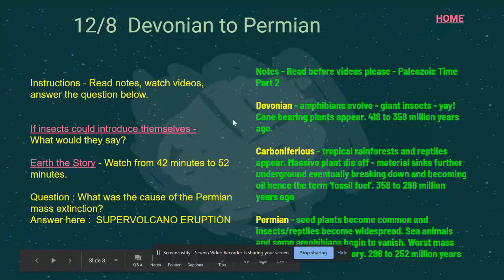On the 8th, we started at the Devonian, and now there's a lot of life on land. There's a lot of plants. This was the time with the giant bugs. Things were going well. We kind of had a rainforest die off at the end of the Carboniferous. Permian time featured Pangea and the greatest mass extinction in Earth's history, and that was because of supervolcano activity. So the answer you want to have is right here. This is what we were looking for you to fill in. Videos are right here we watched together, and this is what we were looking for in terms of the answer.